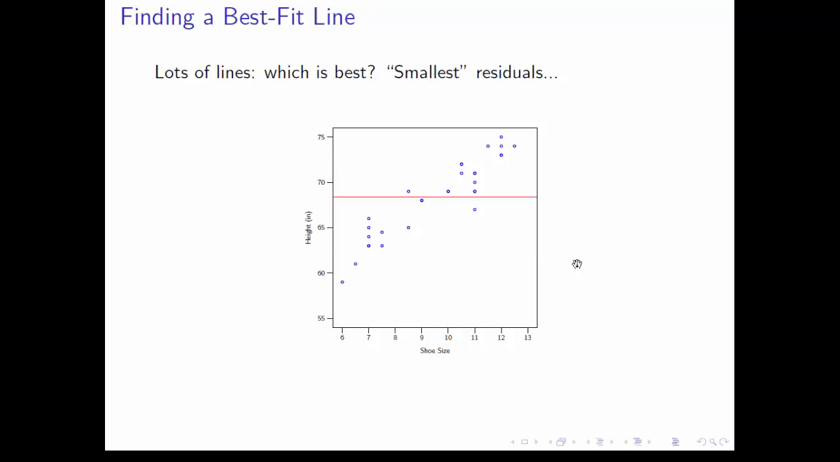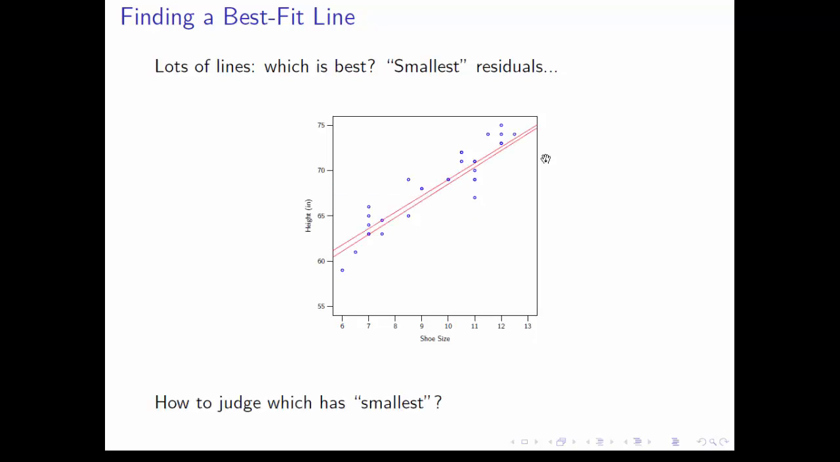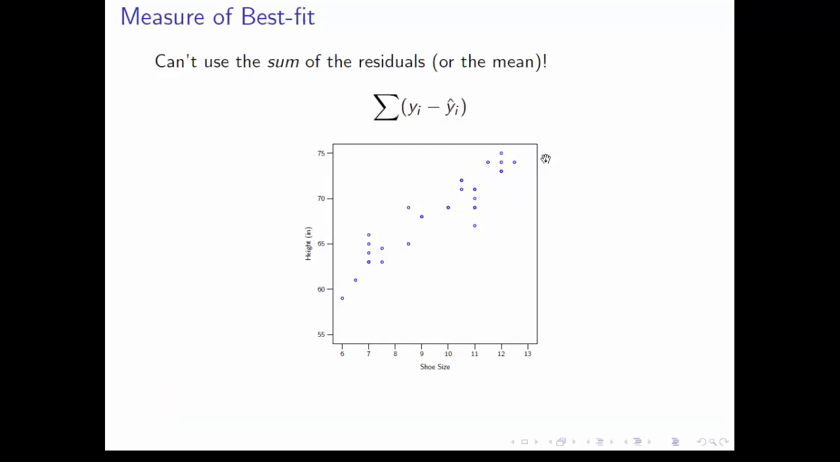That again is not so hot. Okay, it's flatlined. But that's not the way the data is going. It's positive. It goes up from left to right. So here are two of those lines that I had shown. Which one has the smallest residuals? Right. That's what I really want.